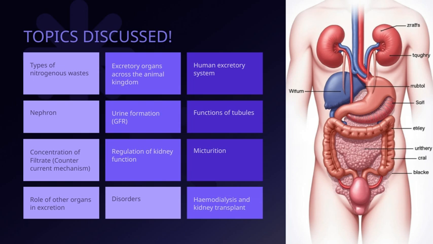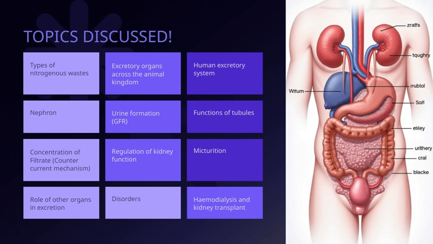Urine formation begins with the glomerular filtration rate, or GFR, which determines how much plasma is filtered by the kidneys. The concentration of the filtrate involves the countercurrent mechanism, a fascinating process that helps produce concentrated urine, conserving water when needed. Across the animal kingdom, excretory organs vary widely, from protonephridia in flatworms to Malpighian tubules in insects, highlighting the diversity of adaptation for waste removal. The nephron, as we've discussed, is the functional unit of the kidney, and understanding its structure helps explain how filtering, reabsorbing, and secreting occur.